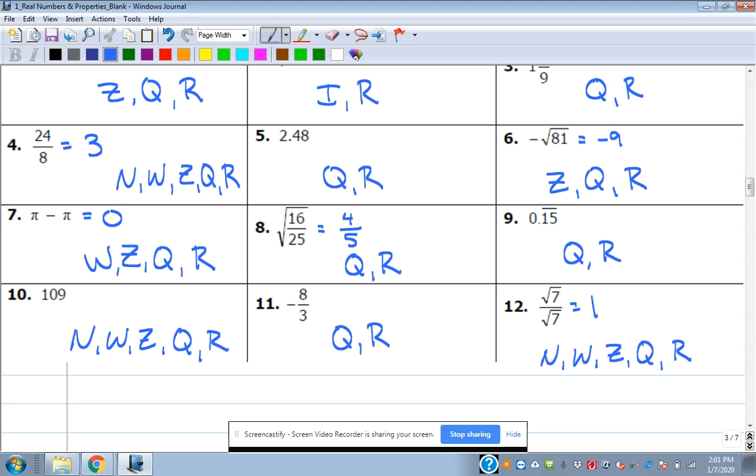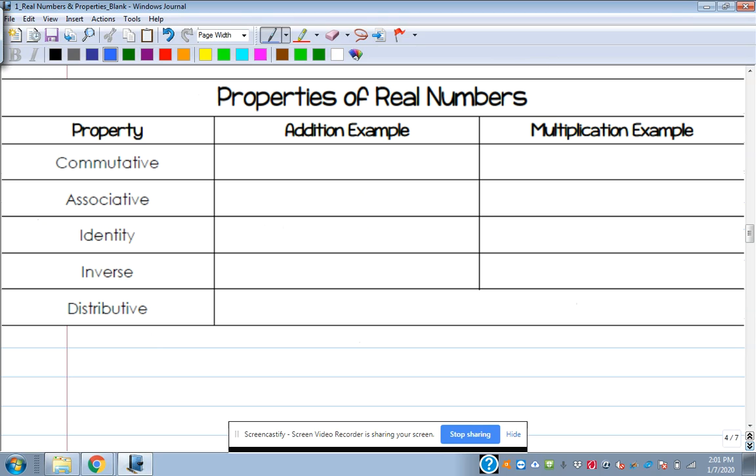So that's great. Let's look at the properties. We'll try to get through these pretty quickly, and talk about the properties of real numbers. In the real number system, when we're doing operations, there are certain properties that hold true for addition and multiplication that don't necessarily hold true for subtraction and division. But for addition and multiplication, these properties do hold true.